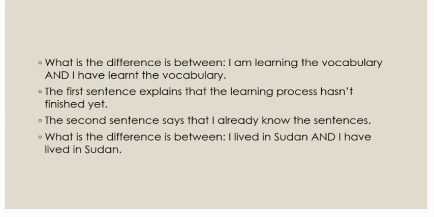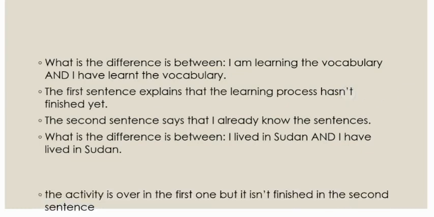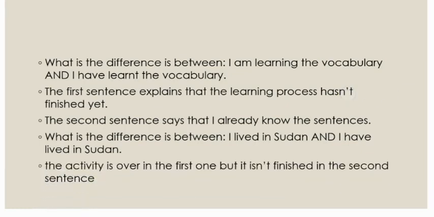What is the difference between this? I live in Sudan and I have lived in Sudan. The activity is over in the first one. I have lived in Sudan and I'm done and I'm somewhere else. In the second sentence, the activity isn't exactly finished. I have lived in Sudan. It could mean that you're still in Sudan. For example, I have lived in Sudan for 2 years. I'm still here and I'm still continuing to live here.